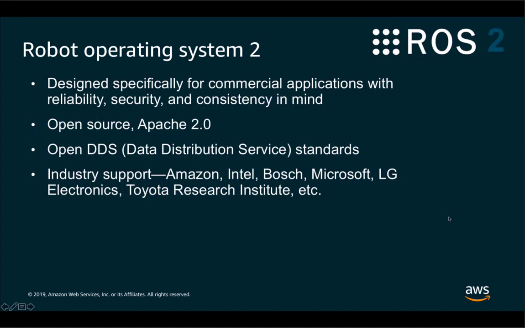So, what about Robot Operating System 2? Well, it's been designed to be a lot more open. As you'll notice, it's open source, Apache 2.0, and it's been developed specifically for commercial applications with regard to improving on the reliability, the security, and considerations in mind for consistency. One other thing you'll see is that with regard to the open standards around data distribution, improvement has been made, and you'll see lots of support from Amazon and Intel and other providers as well.